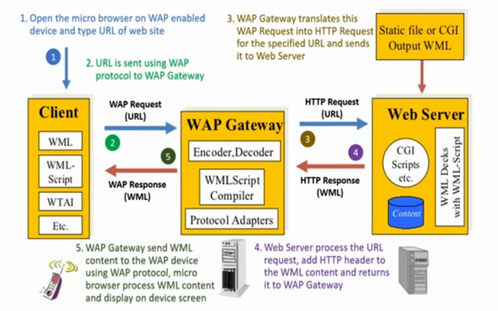When the server returns a response, the WAP gateway processes the response and sends the web page to the WAP mobile device. Why? Because here also, unfortunately, the client does not have the capability to understand an HTTP response. So the WAP gateway converts this HTTP response into a WAP response, which can be easily understood by the client. So the WAP gateway sends WML content to the WAP device using the WAP protocol. Then the browser processes the WML content and displays the result on the device screen. Finally, the user is able to understand the result. So this is the working of WAP architecture.